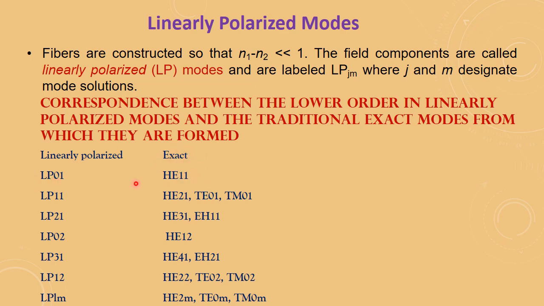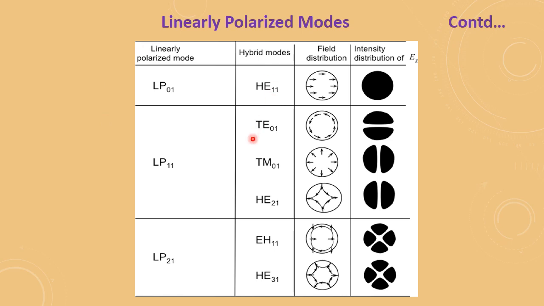So LP01 is formed from the HE11 mode. LP11 is formed from HE21, TE01, TM01. Already we know what TE waves, TM waves and HE waves are. TE waves are transverse electric waves, TM waves are transverse magnetic waves, and HE are hybrid modes. Likewise, we can differentiate between linearly polarized modes and exact modes. This is a pictorial representation of linearly polarized modes with hybrid modes. The third column represents field distribution, and the last column represents the intensity distribution of EZ.